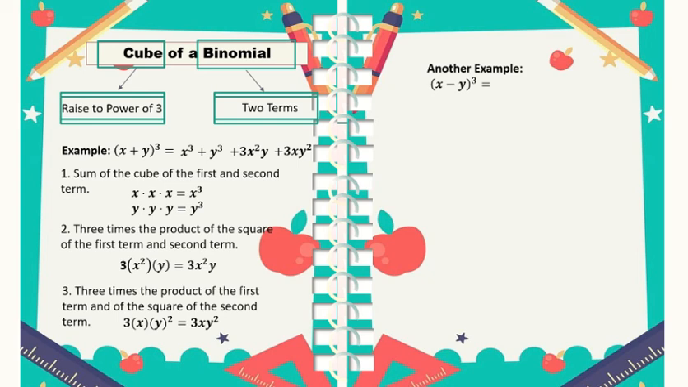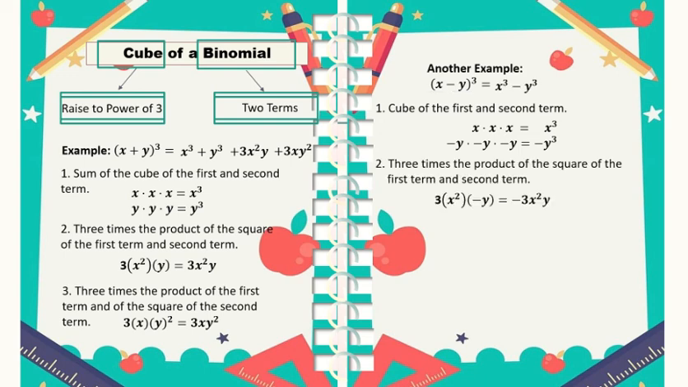Next, another example, I have here quantity x minus y cubed. So again, to get the answer, follow the steps. First, get the sum of the cube of the first and second term. So we have x cubed and minus y cubed. Next, 3 times the product of the square of the first term and second term. So we have 3 times x squared times negative y is equal to negative 3x squared y.